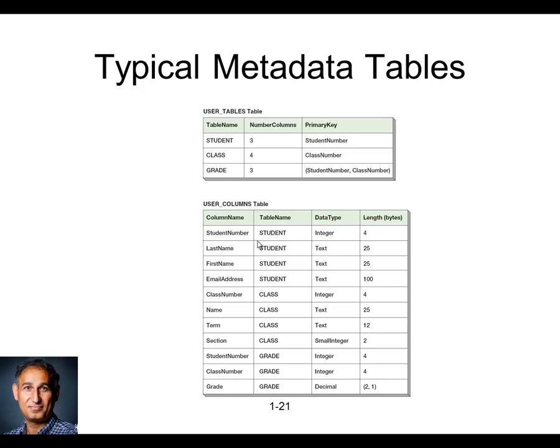The second example here, or the second table of metadata, is the user column table, which lists all the columns that I have in the database and to which table it belongs, and the data type for that column, and the size for that column. So all that is called a self-describing database that is being held in this backbone table that is called metadata.